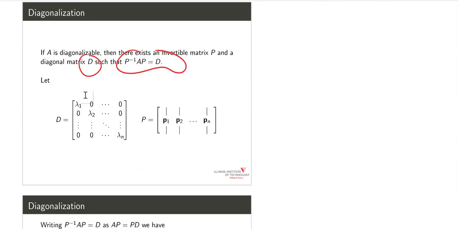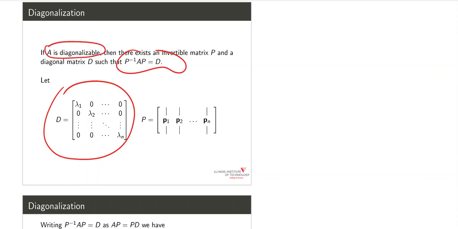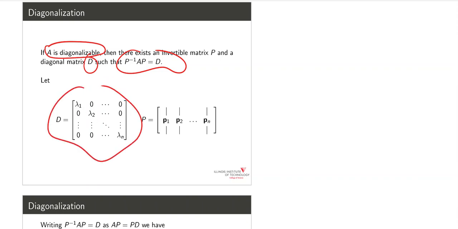Okay, so let's do that. A is diagonalizable, so we have that. Let's write D as this. If matrix A is diagonalizable, the existence of this diagonal matrix D is guaranteed by definition. So it's a diagonal matrix. Let's label the entries lambda. From the notation you might already see that those must be eigenvalues, but we don't know that yet.